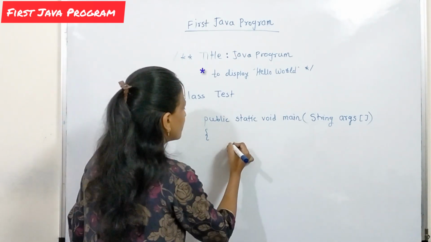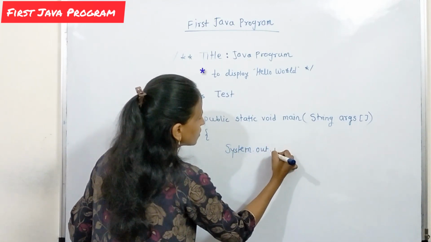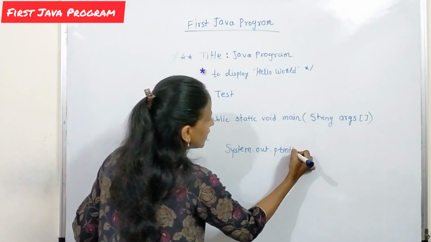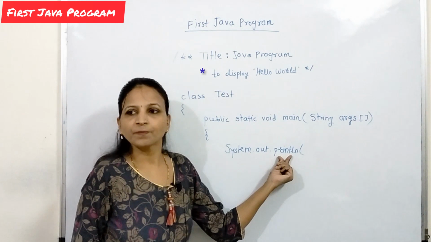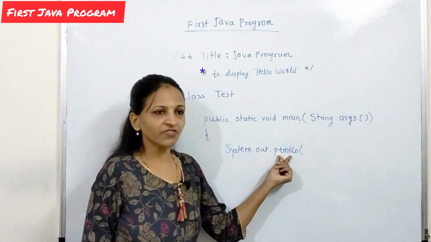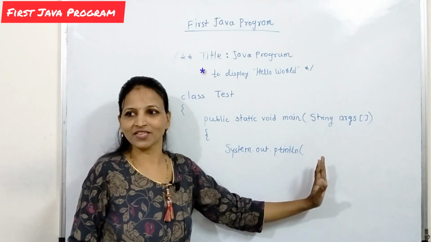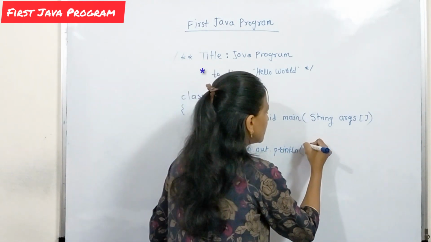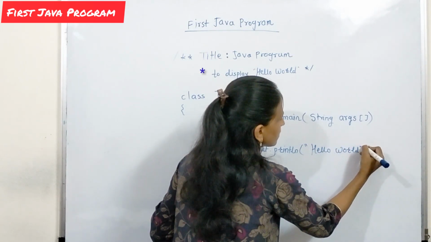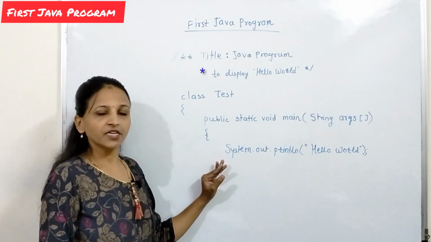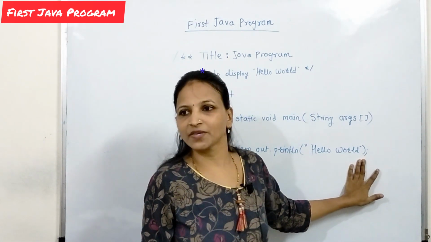Now here we have to write System.out.println. Just like a function, we are calling that method. Println is a method. Whenever we are calling any method, we have to put a round bracket and pass an argument to that method. Again same thing. Here we have to write hello world, then a semicolon. In Java, a semicolon indicates the end of a statement.